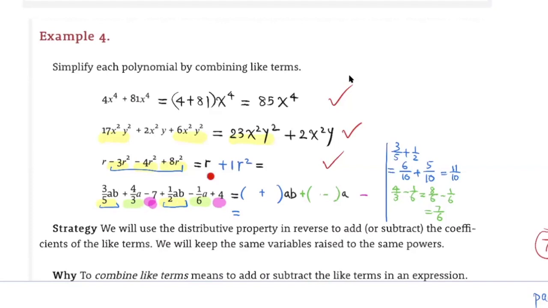Now, can you combine these two? Do you think it can combine? No, because they're not like terms. They have different exponents on that variable, right? So it cannot combine. So just leave them like this.